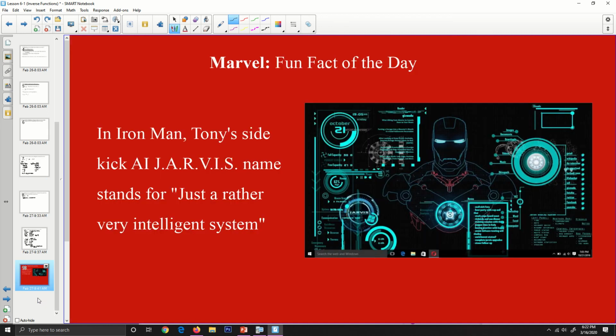So the Marvel fun fact of the day: in Iron Man, Tony's sidekick AI Jarvis's name stands for Just A Rather Very Intelligent System. Jarvis. And it's right there, Jarvis.